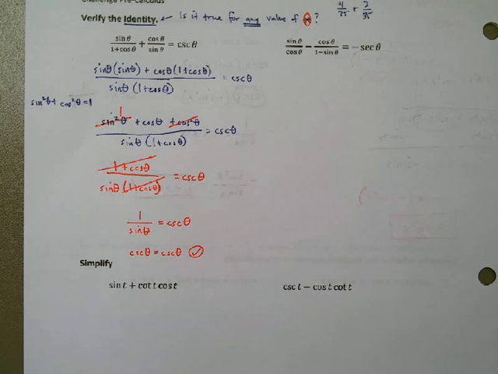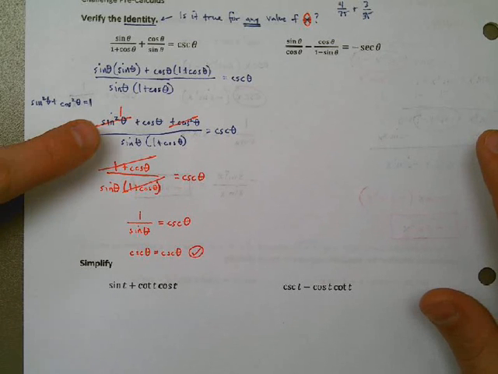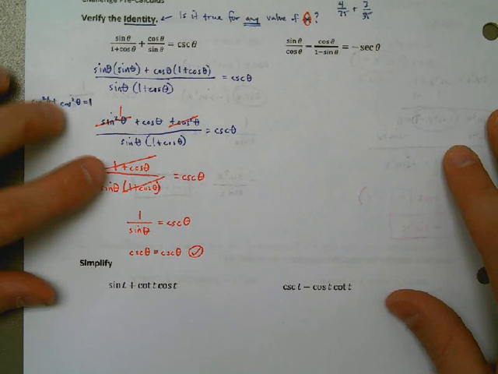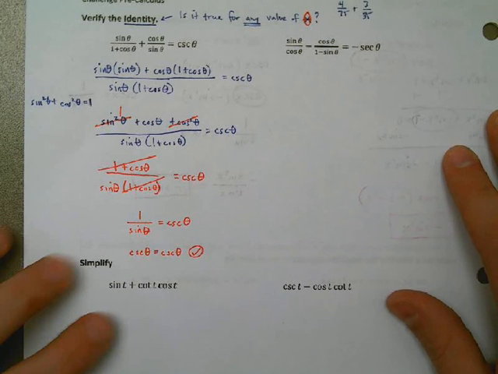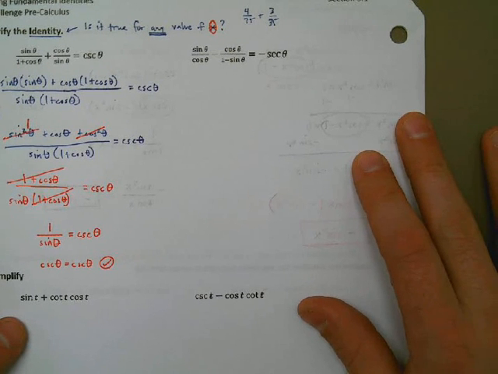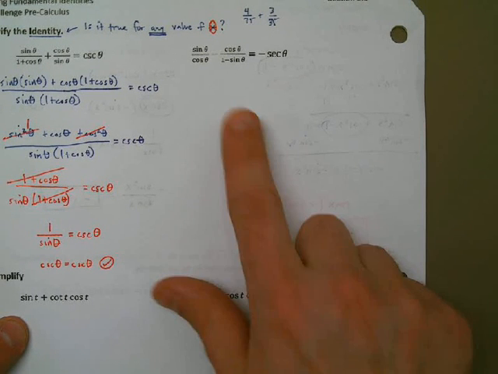Okay, let's go through and let's do this next example. Now, it's going to be a lot like the first example that I did. We need to verify that the stuff on the left is equal to the stuff on the right, negative secant theta. So once again, my first step is going to be to take this stuff and make it one giant fraction with a common denominator.